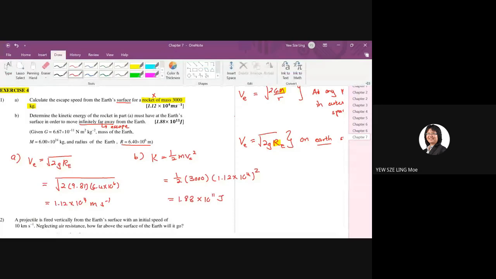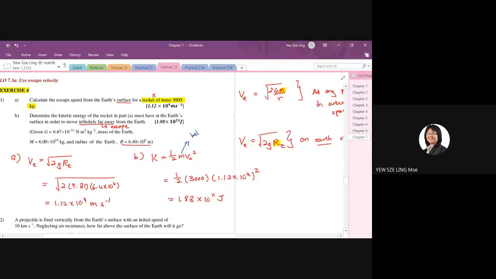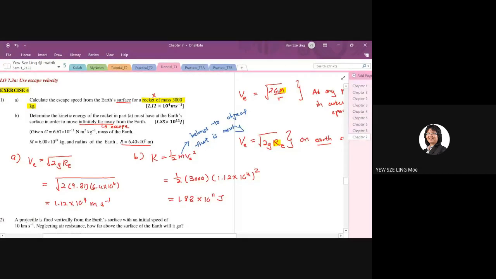I'm going to make a remark here. This m belongs to the object that is moving. Therefore you cannot use M of the Earth, because the Earth is not moving. The Earth doesn't want to escape from itself. How can it escape from itself? Therefore, the thing that is going to escape from the Earth is the rocket, so we use m for the rocket. So that is question 1.